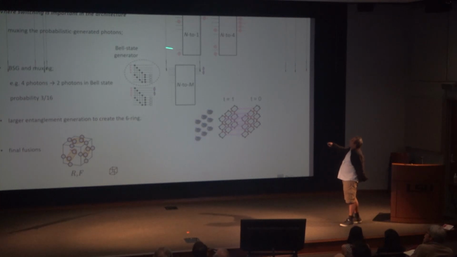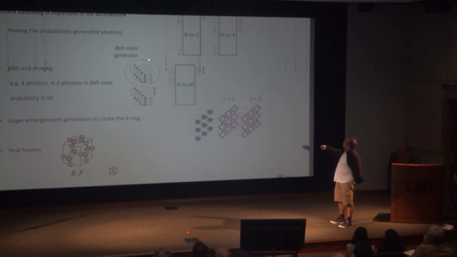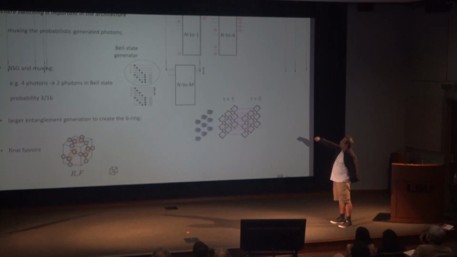Before I go to some more detailed examples, I'll quickly go over some of the key applications. We'd like to turn our n-to-1 muxes into n-to-4 muxes or n-to-6 muxes because we need to populate the inputs of a Bell state generator or a GHZ generator.